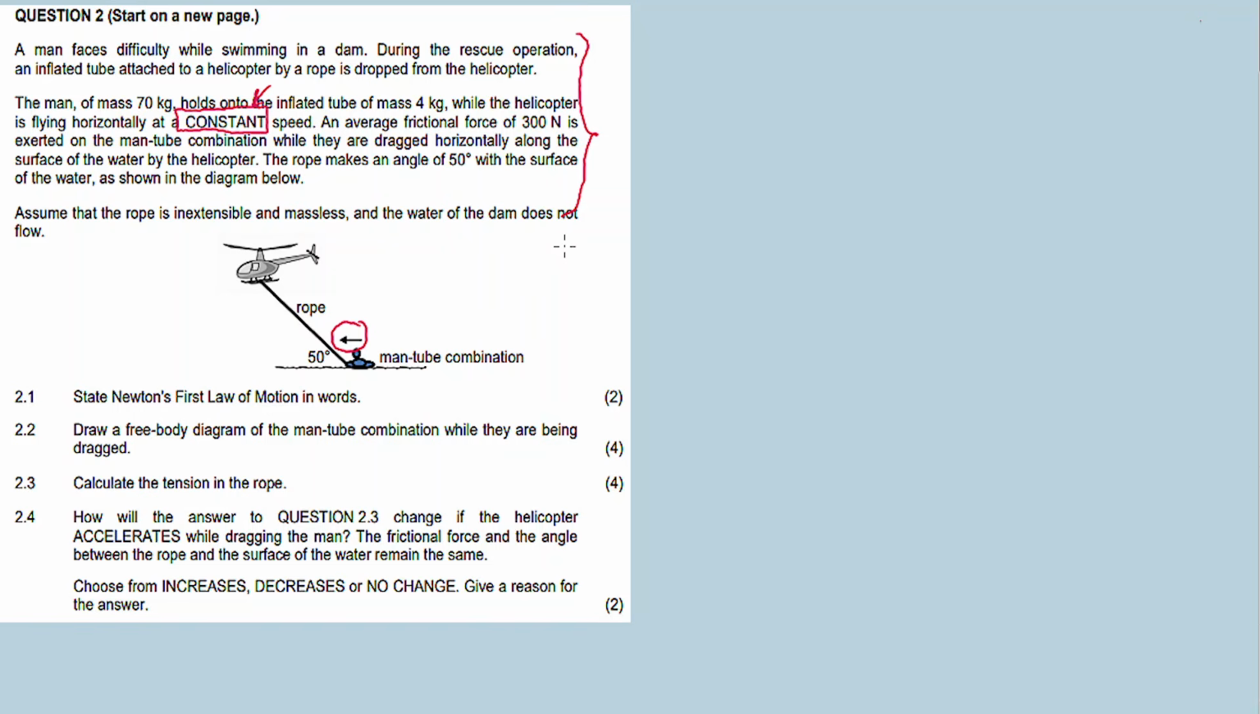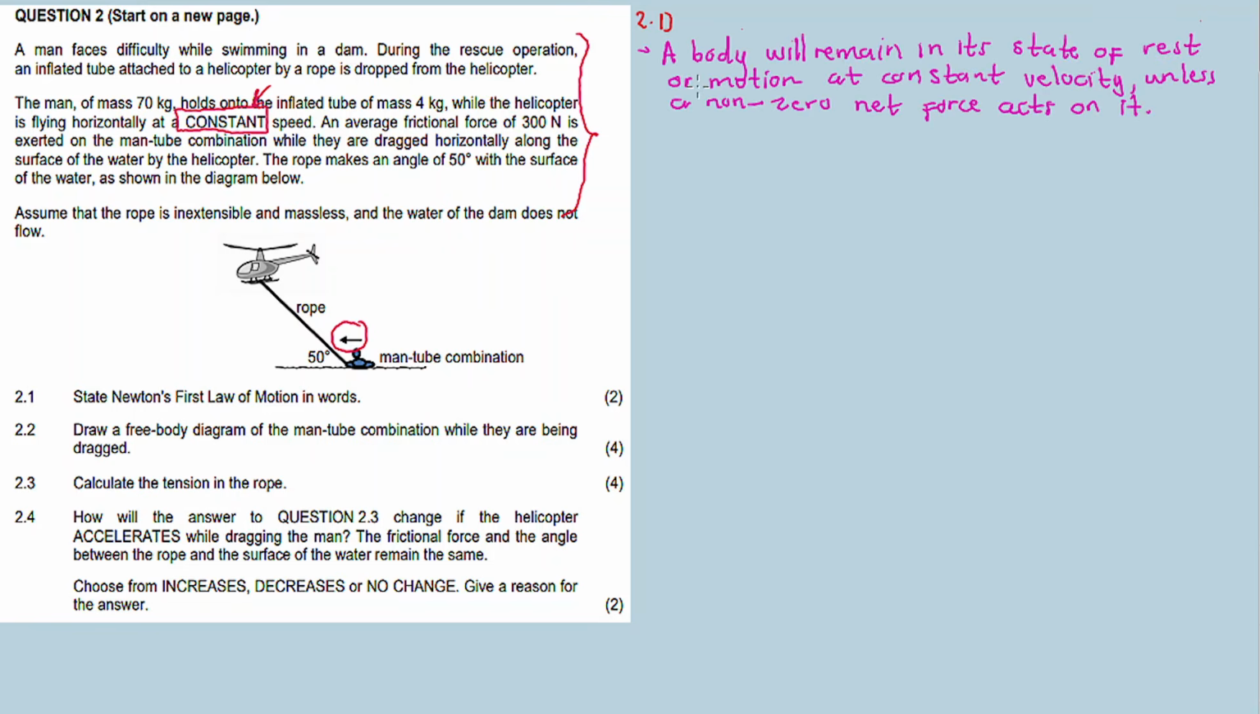Okay. 2.1. State Newton's first law in words. Newton's first law says a body will remain in a state of rest or motion at constant velocity unless a non-zero net force acts on it. 2.2. Draw a free body diagram of the man tube combination while they are being dragged.